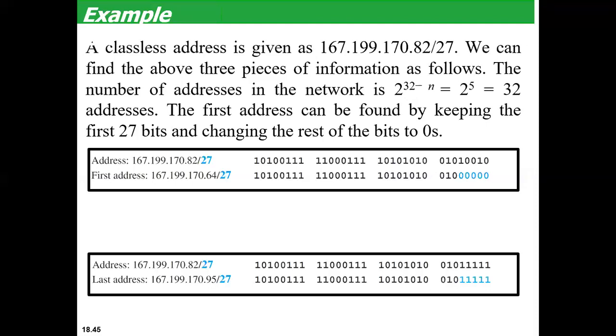And we were at this topic, right? We were discussing how to extract information when any address is given. You can extract 3 pieces of information. What are they? You can extract the number of addresses, the first address and the last address, if any address is given. So this is what we were discussing in the last class, correct?